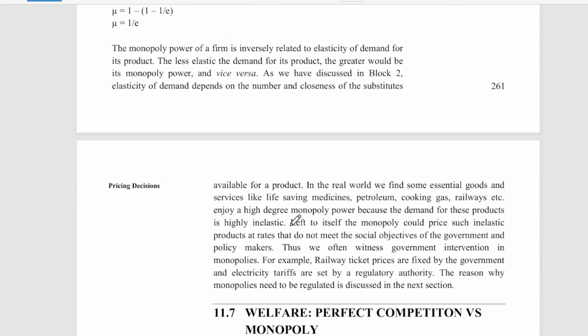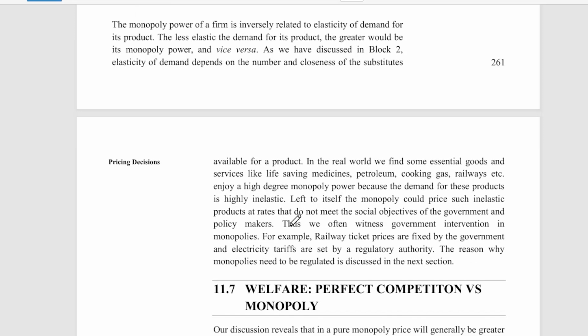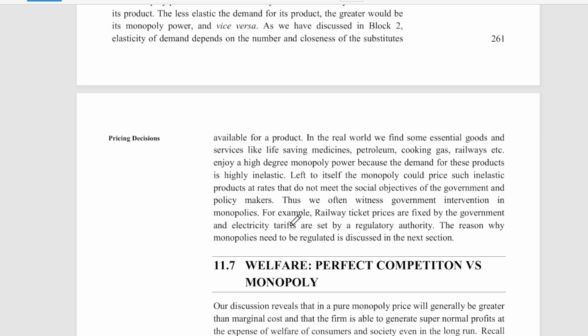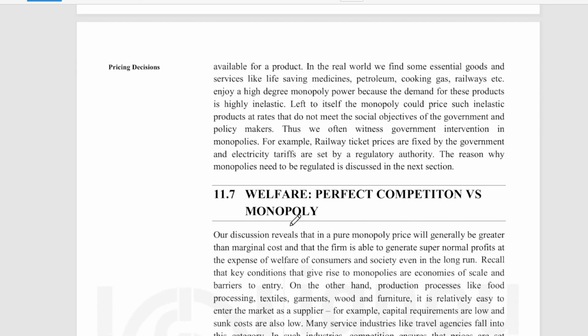The monopoly power of a firm is inversely related to the elasticity of demand for its product. The less elastic the demand for its product, the greater would be its monopoly power and vice versa. As we discussed in block 2, the elasticity of demand depends on the number and the closeness of the substitutes available for a product. So in the real world, we find some essential goods and services like life-saving medicines, petroleum, cooking gas, railway, etc. enjoy a high degree of monopoly power because the demand for these products is highly inelastic.